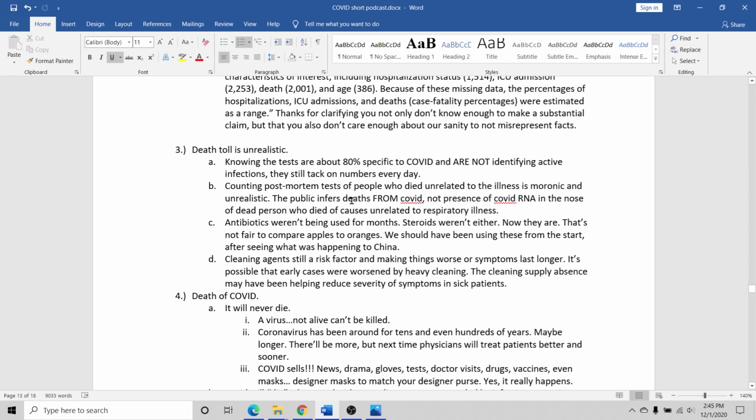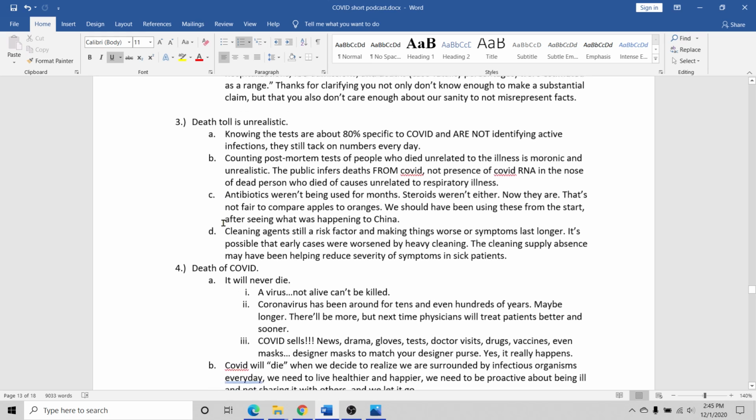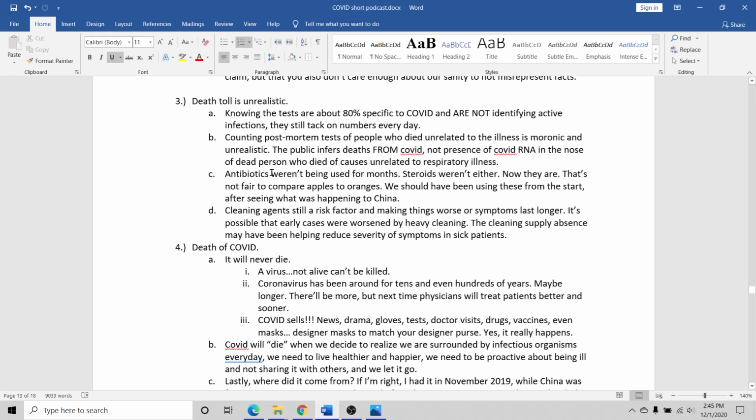And we infer the deaths are from COVID, not for the presence of RNA in the dead person. So that's just not fair. It's not fair for people to believe one thing because they're being told only a piece of the information. Again, death toll is unrealistic because the antibiotics weren't used for months, neither were steroids.